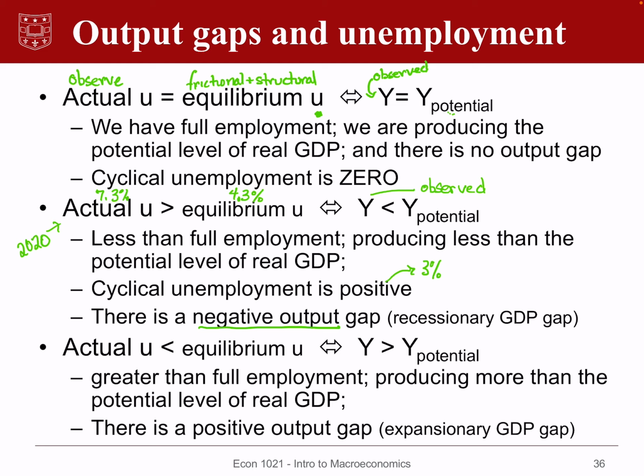If we were to observe an actual unemployment rate that's less than the equilibrium one, so as recently as the end of 2019, by all accounts, this was the case. We had actual unemployment rates in the neighborhood of 3.8, 3.9%. The estimate of full employment was again around this 4.3%. Then we would say that we have an economy that is producing above its potential. We have more people employed than is consistent with full employment, and we are producing more output than is consistent with the potential level of gross domestic product, and we call that a positive output gap.